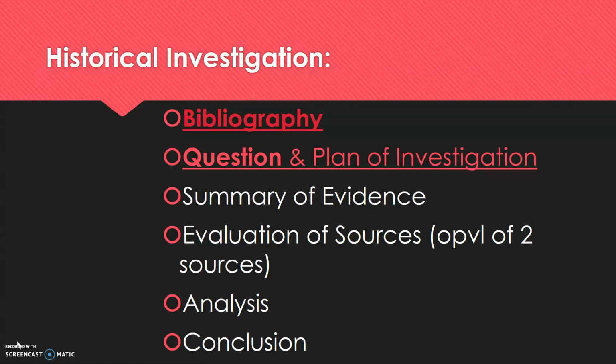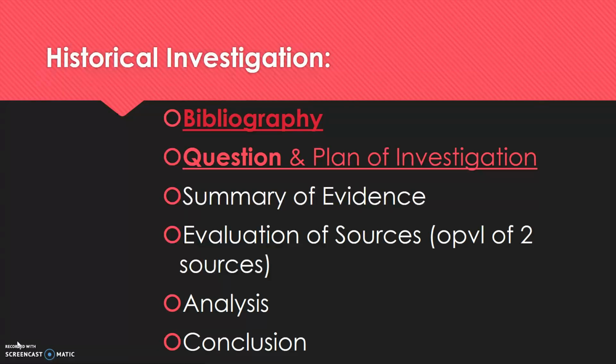The other pieces of the historical investigation: once you pose your question, the next piece after the plan of investigation is called the summary of evidence. This is very much a summary of the research that you do. It is from secondary sources and primary sources, including all 8 of your sources, but it's about a 2 to 3 page overview of your sources and the particular evidence that you pull from them. It's either paraphrased or quoted and cited, so it becomes the raw evidence that you will use, and it's often organized into categories. There's also an evaluation of sources, where you do an OPVL of 2 of the 8 sources in your bibliography.